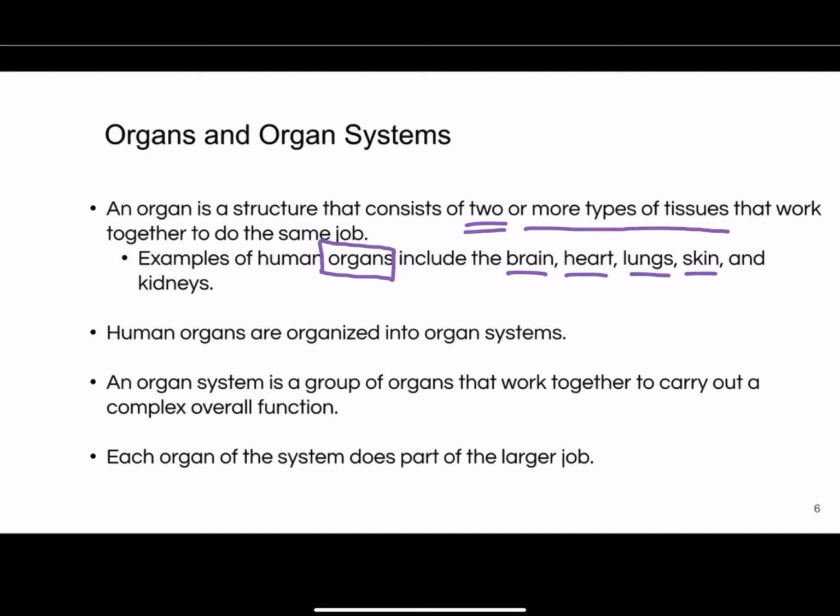The human organs are then organized into organ systems, and we've learned about these organ systems before. An organ system is just a group of organs that work together to carry out an overall function. So you see this overarching theme: as we get more complex, we are continually working towards a similar function.